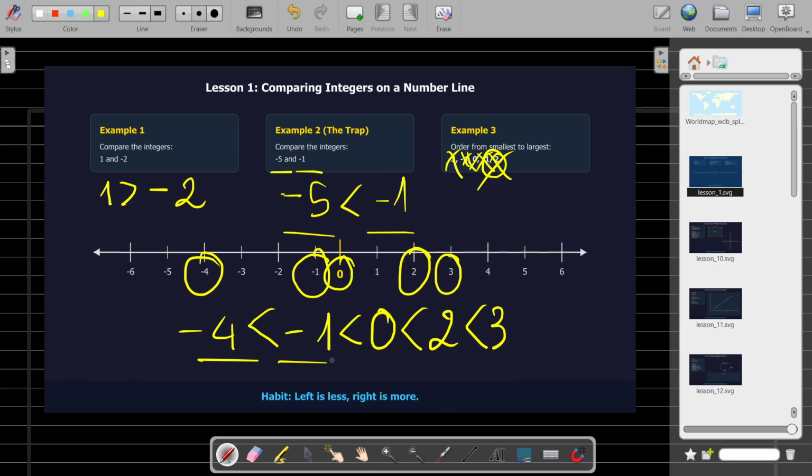Okay, very great. In the next video, we're going to use this same number line to add integers together using directional arrows, mainly left and right.